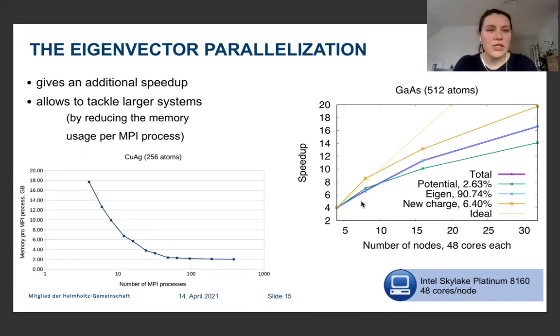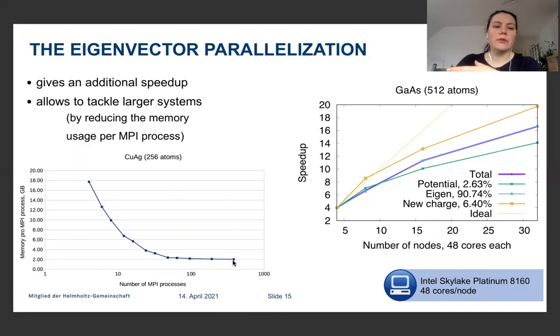The next level of parallelization is eigenvector parallelization. Again, you can see the speed up plot here. You can see that it gives you an additional speed up, but there is also a second advantage. It will allow you to tackle larger systems, because at some point your unit cell will be so large that it won't fit on one node into the memory anymore. You can see how the memory usage drops when increasing the number of MPI processes here. And you can see that at some point it achieves a plateau.